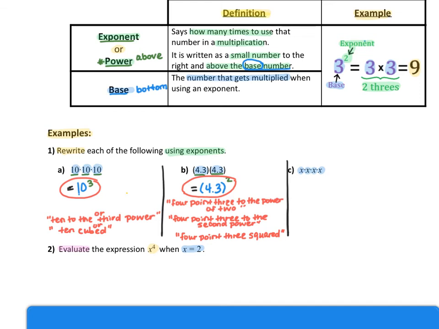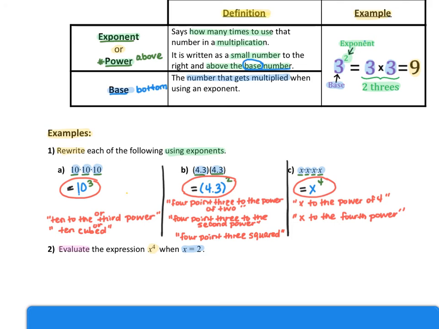In part C, we see that we have the variable x being multiplied by itself 1, 2, 3, 4 times. So the superpower for this problem is going to be 4. The answer could be read as x to the power of 4 or x to the 4th power.